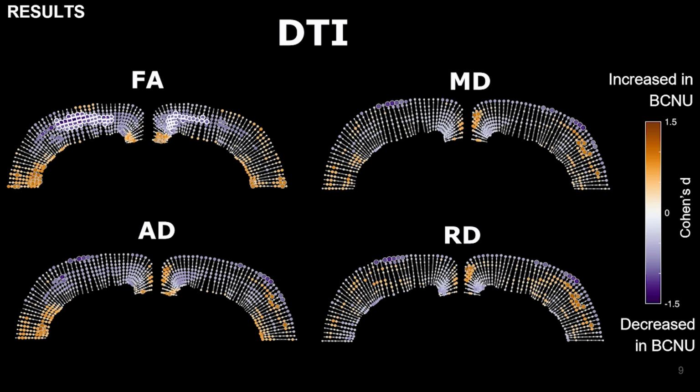Also, we saw reductions in the BCNU group in MD and AD, being more evident in the axial diffusivity. RD was mostly not different between groups.